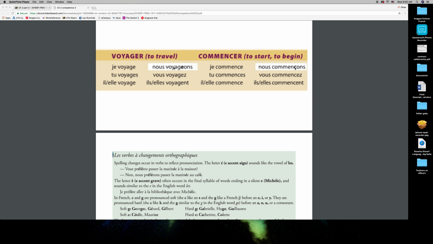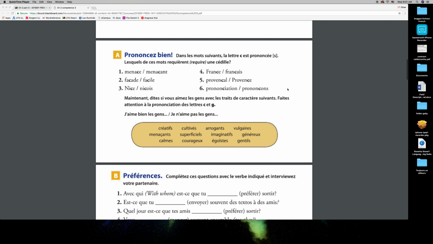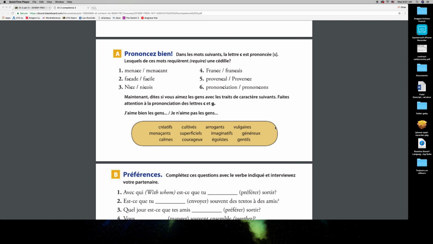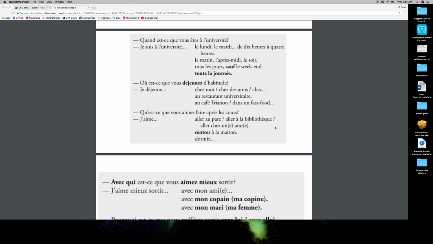Je voyage, nous voyageons. With commencer, je commence, tu commences, elle commence, vous commencez, nous commençons. That CO is pronounced in French "con." So in order to avoid that, we're going to use a cedilla, that little comma under the C. So C cedilla, in order to make that C an S. And there are some exercises in the textbook that you can look at in order to continue figuring this out.